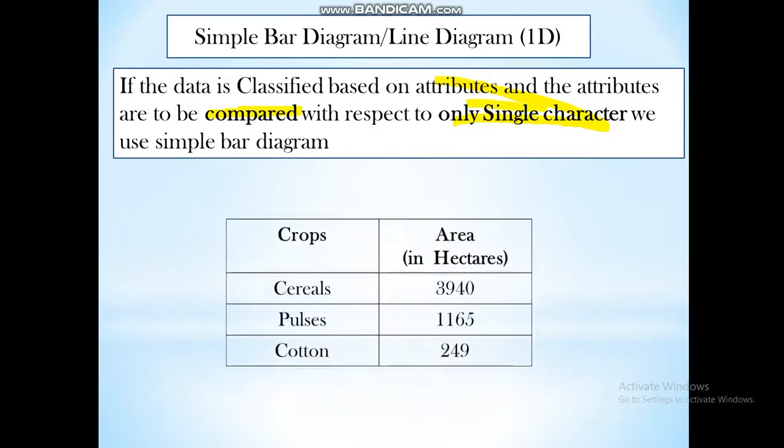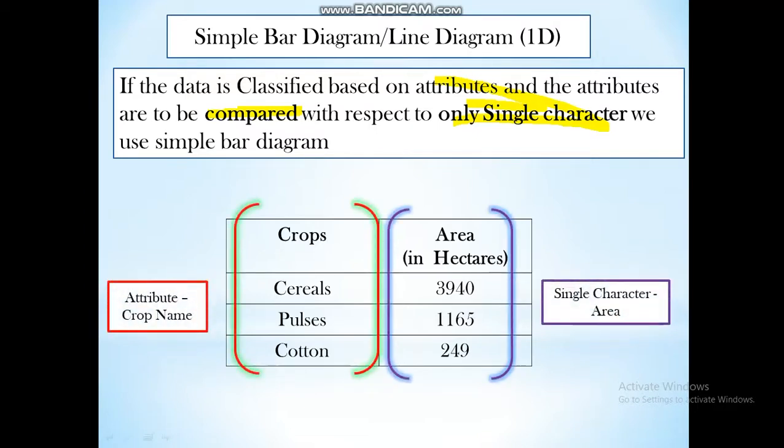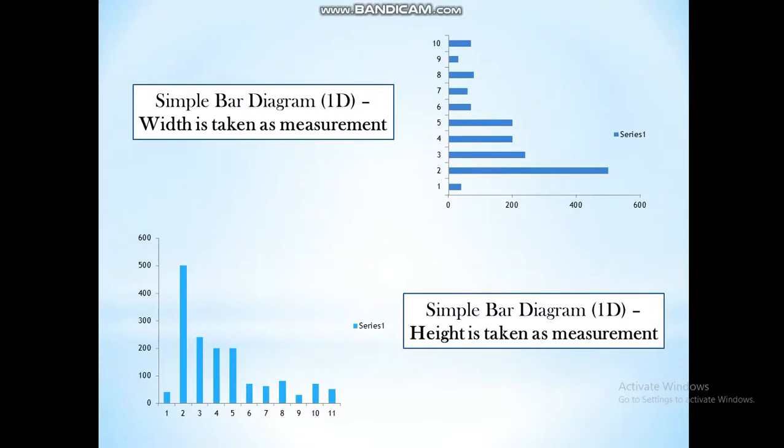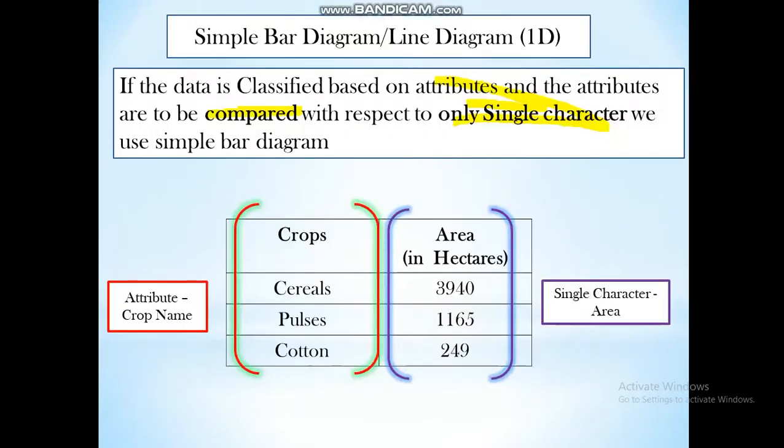See, for example, here the attribute is the crop: cereal, pulses, cotton. It is varying with respect to only a single character, that is area. So it is an example of a simple bar diagram. If we draw this diagram, we will get it like this. So the simple bar diagram will vary by only a single character.